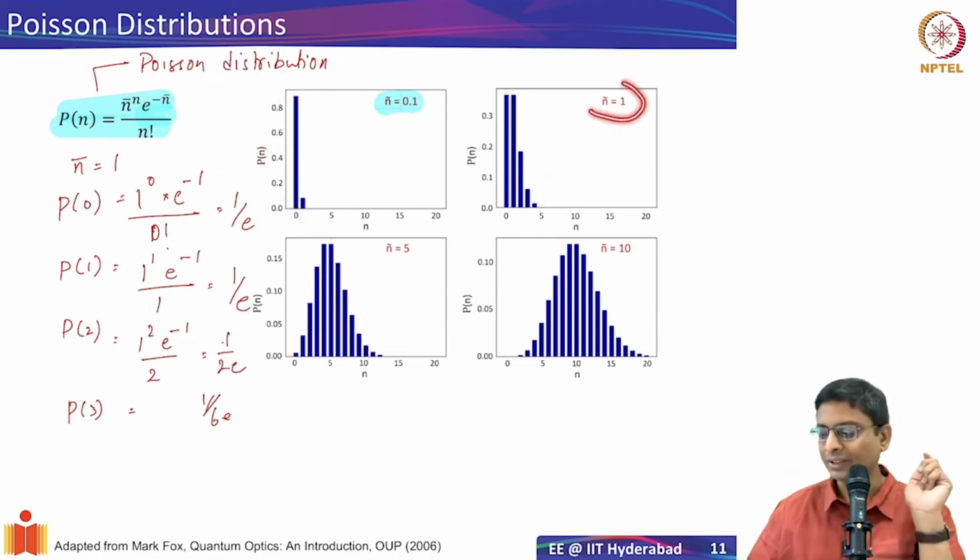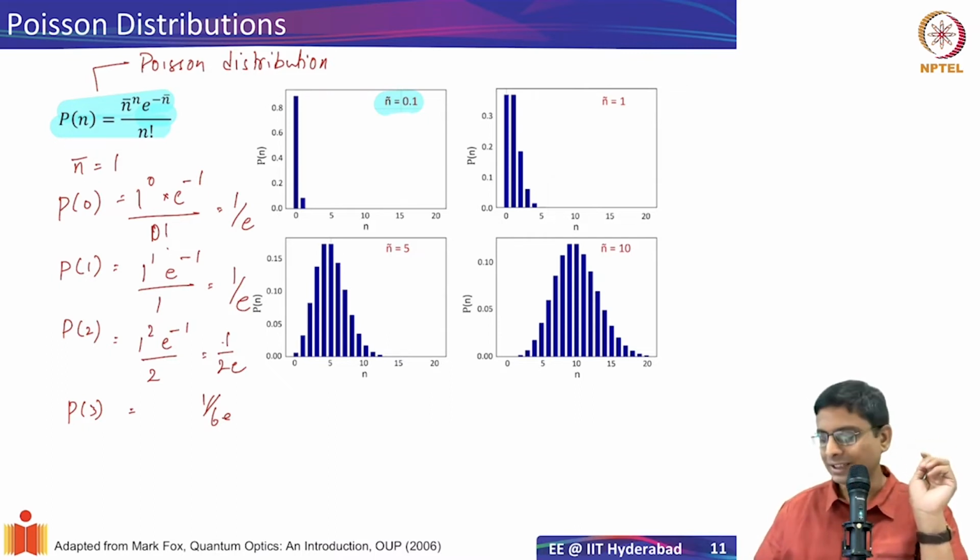But the moment you go to 1 photon, you saw that 1 over e, and then quickly it reduces. 1 over 2e, 1 over 6e, and even smaller. 3 into 2 is 6, 4 into 6 is 24, 1 over 24e and so on. It will quickly drop in probability.